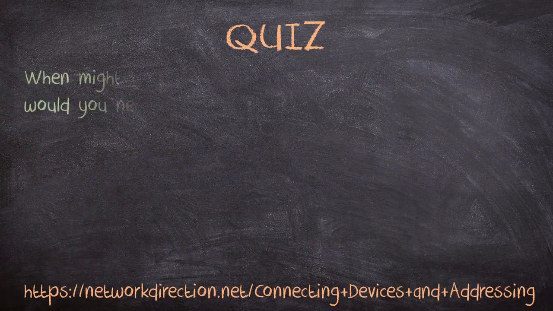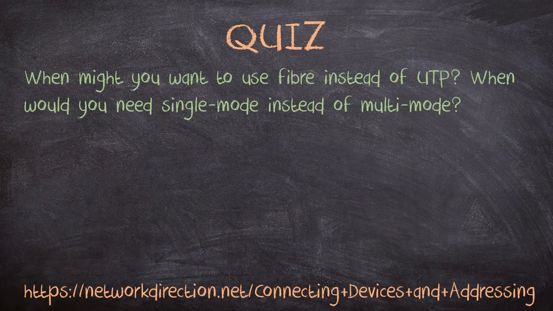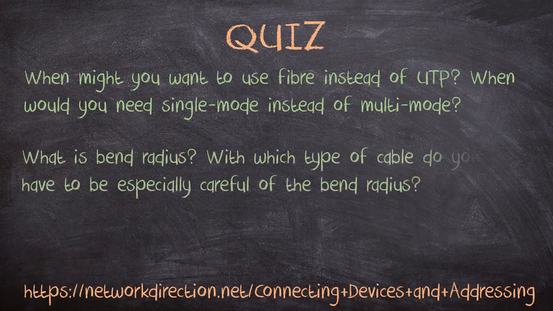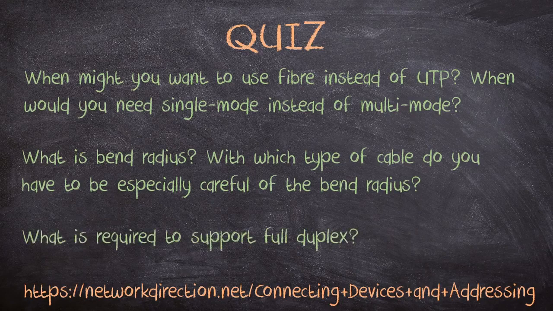When might you want to use fiber instead of UTP cabling? When would you need to use single mode instead of multi-mode? What is bend radius? With which type of cable would you have to be especially careful of the bend radius? What is required to support full duplex?